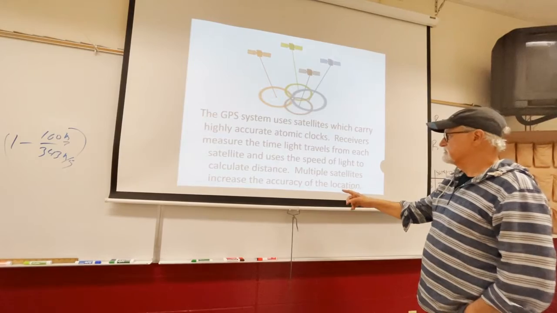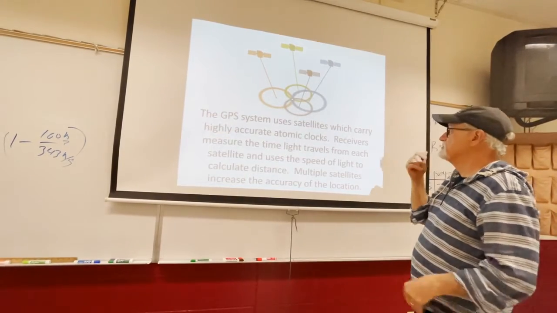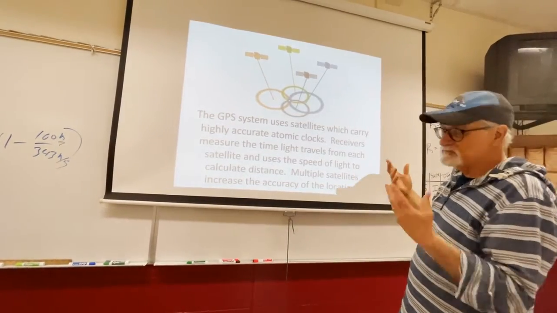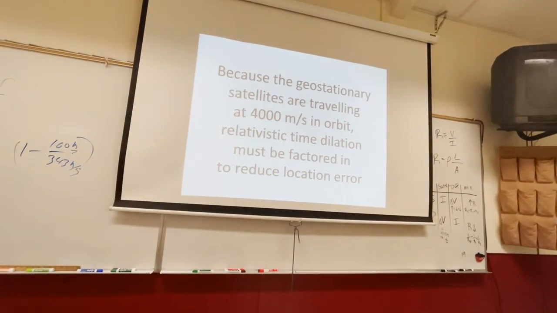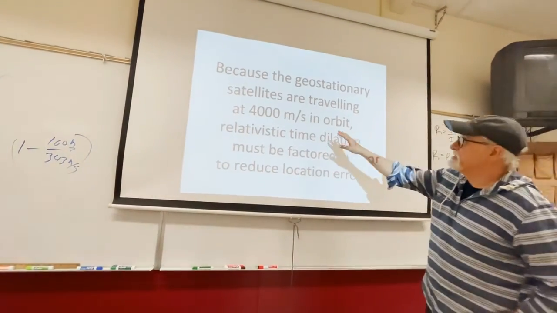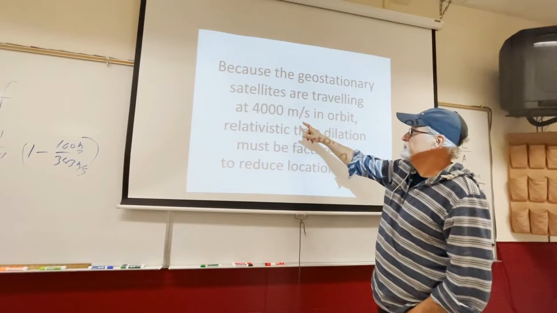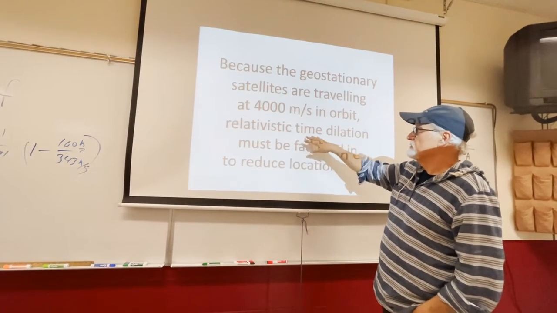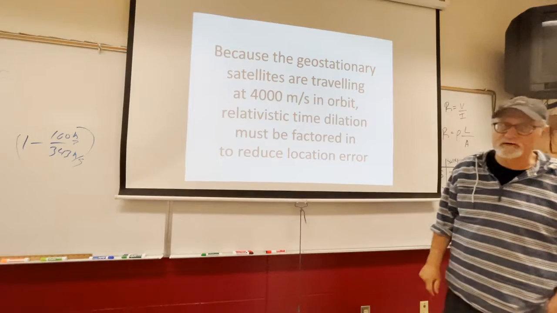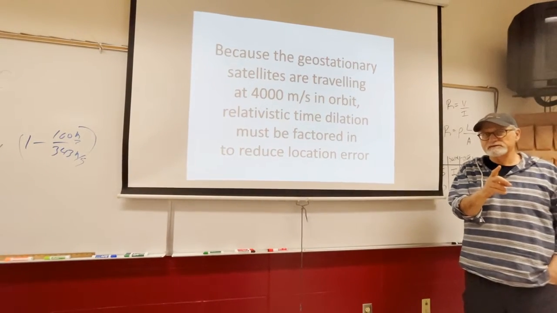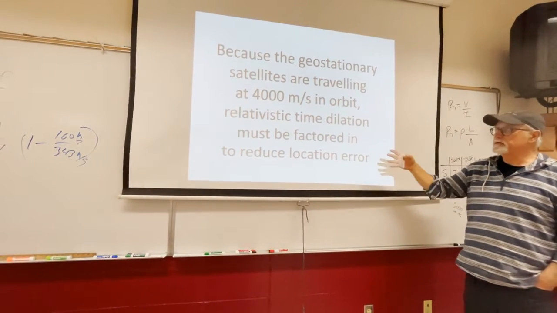But here's the deal. Multiple satellites increase the accuracy of the location, and so this locating is basically geometry. But here's the deal. Because these geostationary satellites are going 40,000 meters per second, relativistic time dilation must be factored in to reduce location error. So remember that question they were asking about GPS? Here it is.